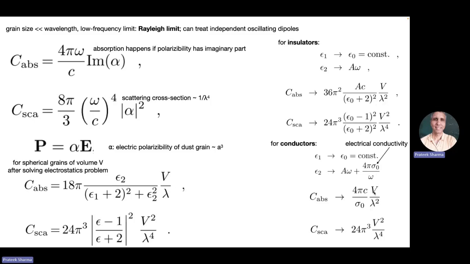So the final expression has absorption cross section going like 1 over lambda squared, in both cases, actually, for insulators and for conductors. And the scattering cross section going like 1 over lambda to the 4. This is in the Rayleigh limit, when wavelength is bigger than the size of the dust grains. So this is good. What it says is that for a range of minerals out of which these dust grains are formed, you expect scattering and absorption cross sections to go like 1 by lambda to the 4 and 1 by lambda squared.